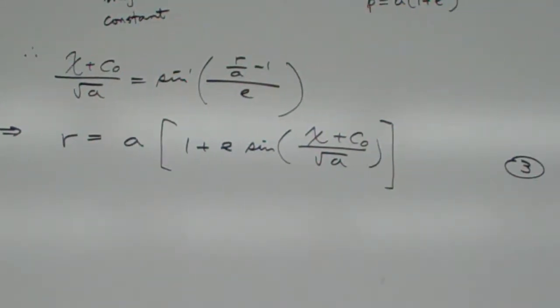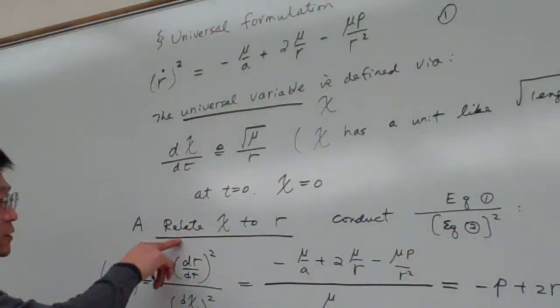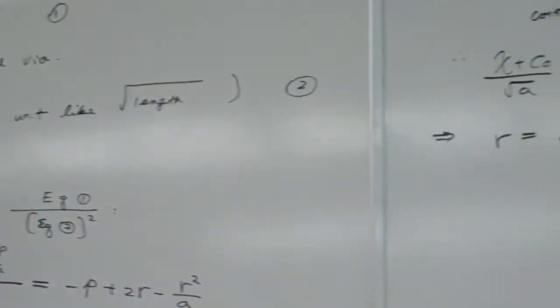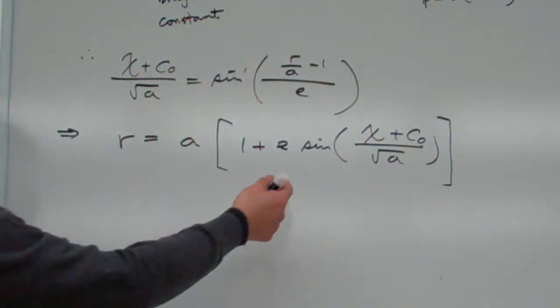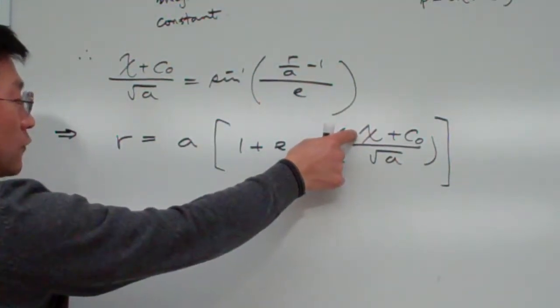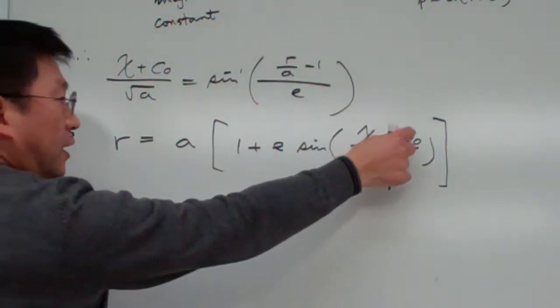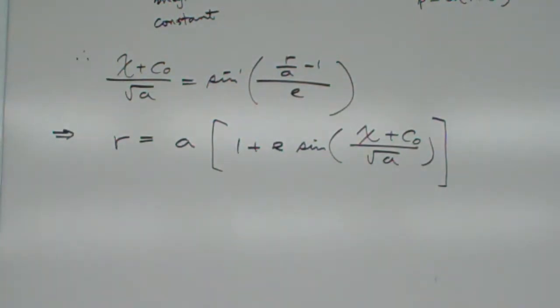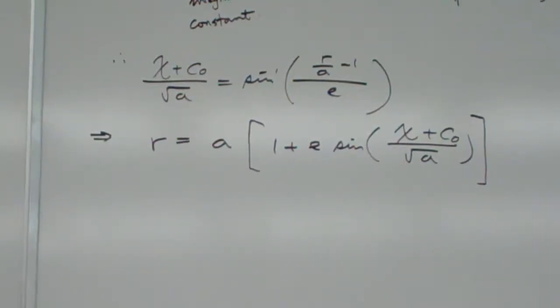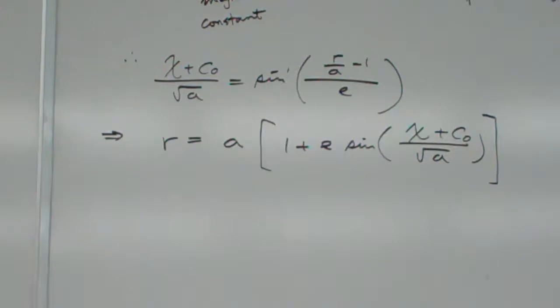Okay, so here we got our goal. We relate the Kc to R. So once we know the universal variable, then we can plug in and then we can obtain R. Of course, here we contain the integration constant. We need to determine that one. But that is the first step.